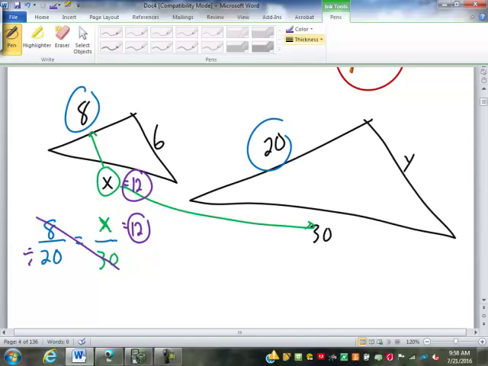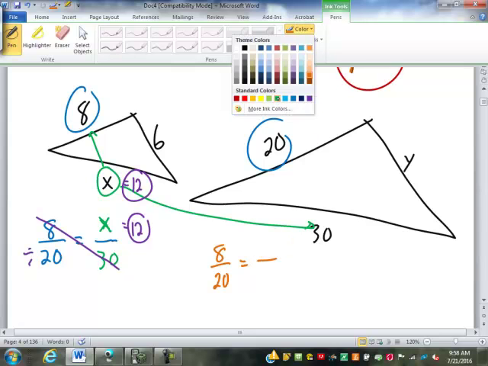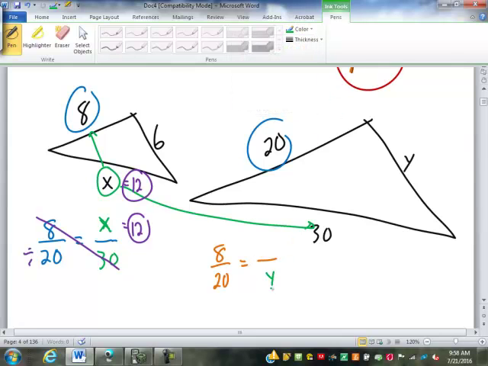Now for y. Still have the 8 over 20. That ratio is still in place. Where's y have to go? Top or bottom? Bottom, because it's from the same triangle as the 20. What side of the other triangle corresponds to the y? 6. Very good.